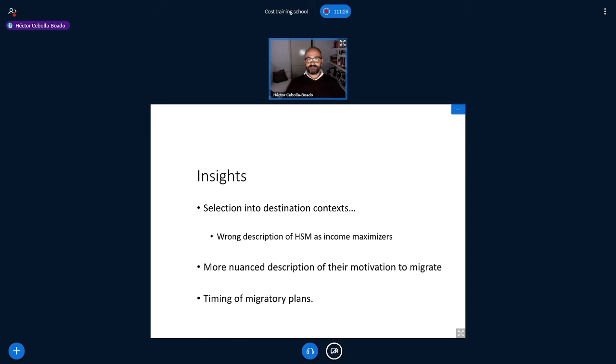So there is a lot of selection, not only from origin into migration, but there is also massive selection of migrants by profile into different destinations. So the sorting of migrants across different destinations plays a role that we tend to ignore when we do migration research, or that sometimes migration research ignores.